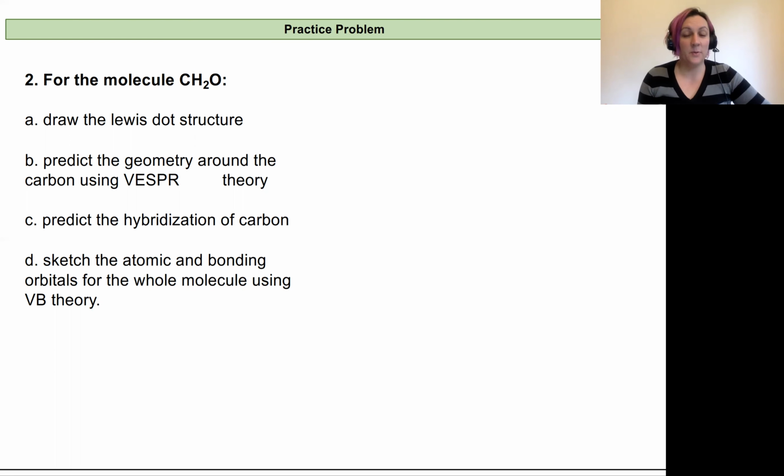Hopefully you've given this one a try. It's a practice problem on valence bond theory. I'm going to walk through the solution now. So if you want to pause and try it yourself first, if you haven't done so already, please do.